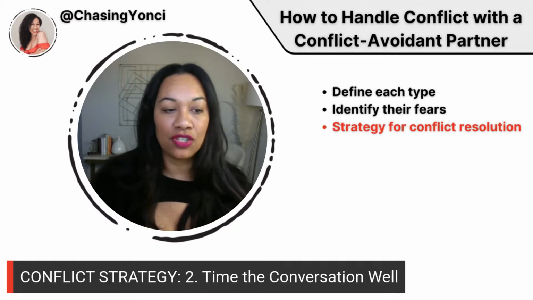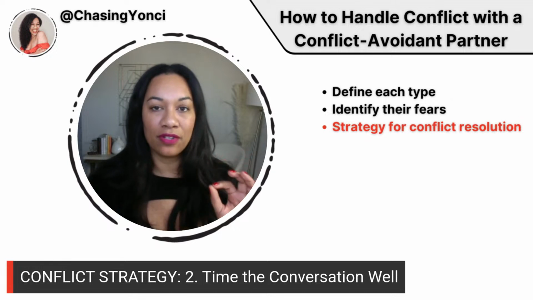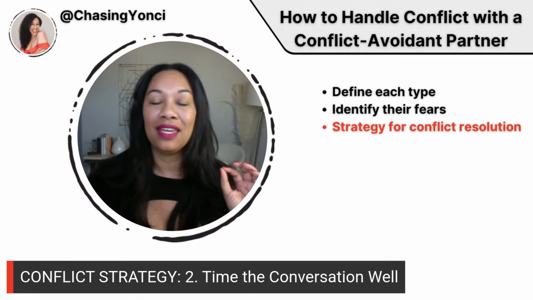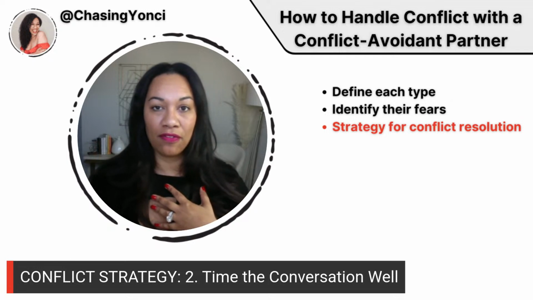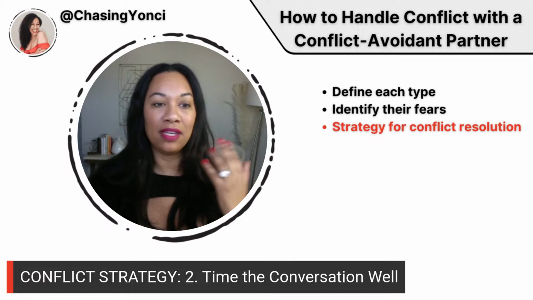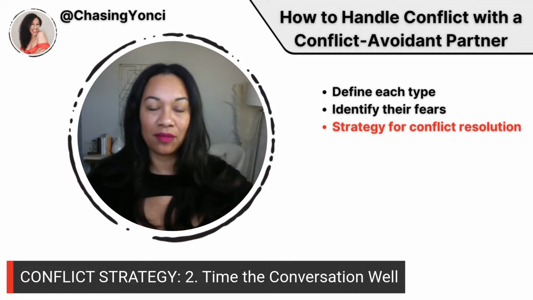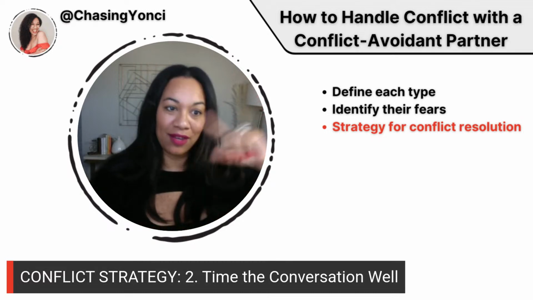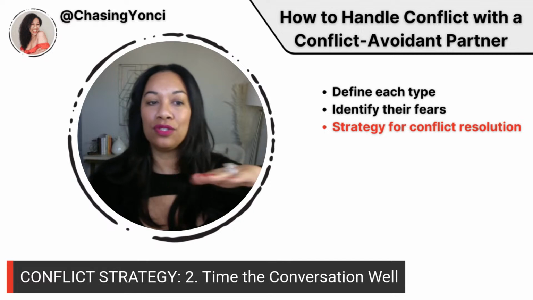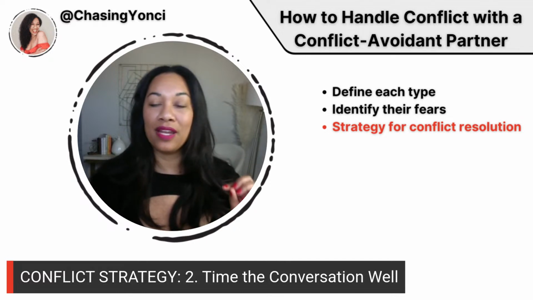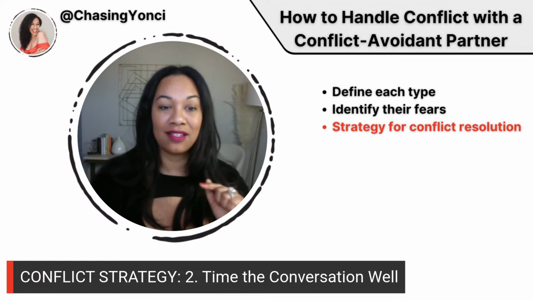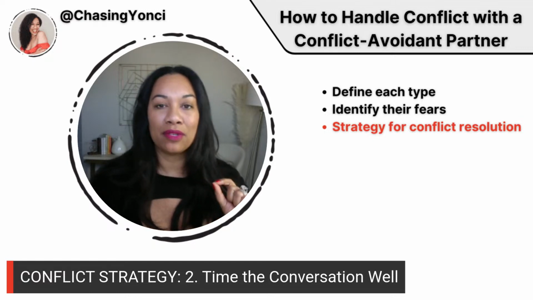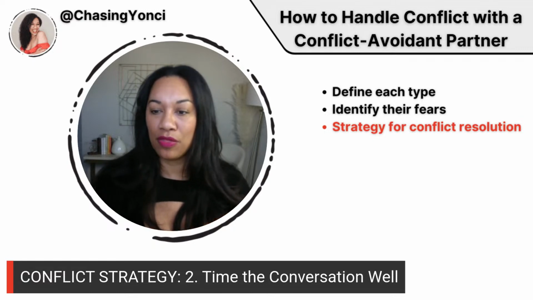The second thing that you want to do is time the conversation well. This one is massive because I like to resolve conflict, and it's thrilling because to me that means we're going to get to the pot of gold at the end of the rainbow by going through conflicts. I want to do it immediately. And so it is very difficult for someone with my personality type to time the conversation well, but it will set you up for success with your partner.